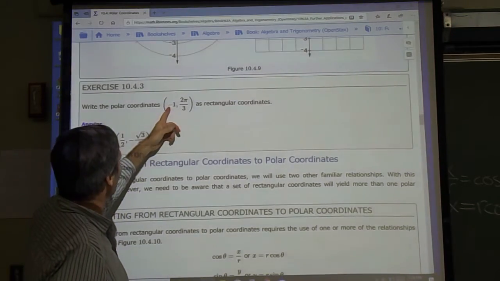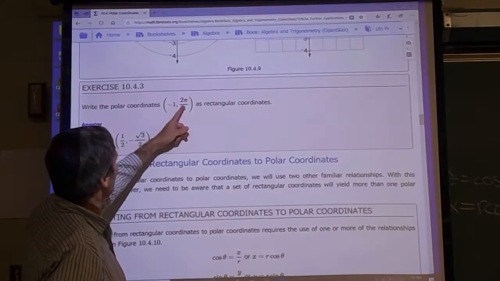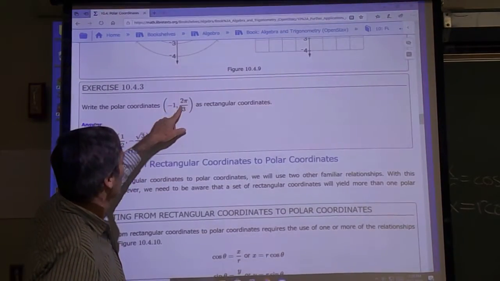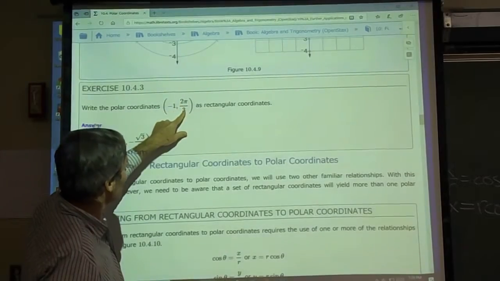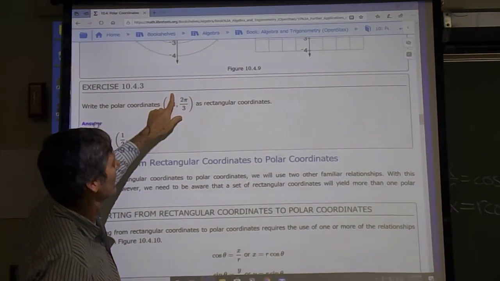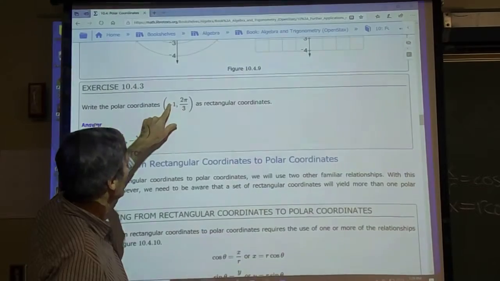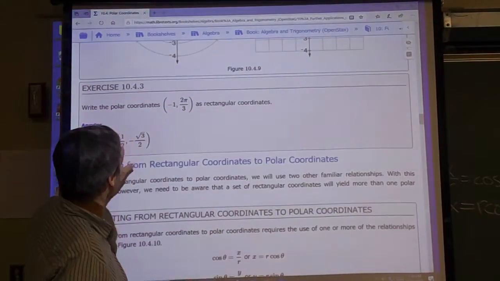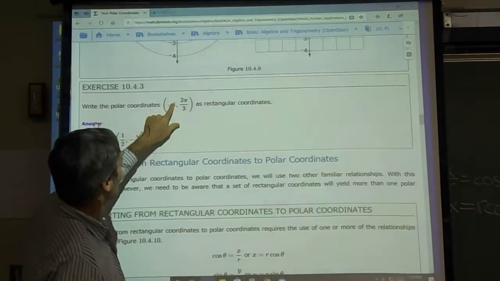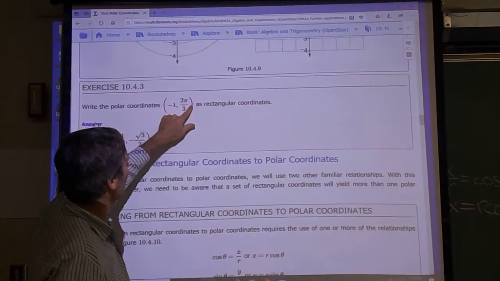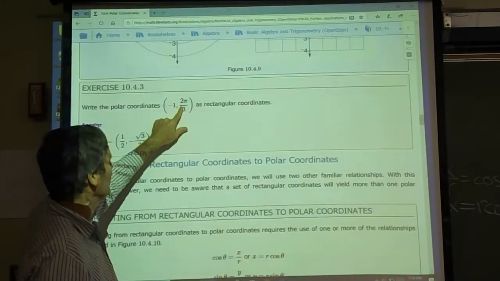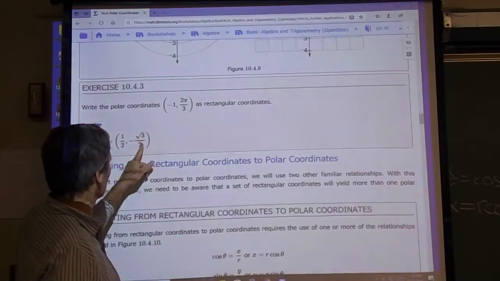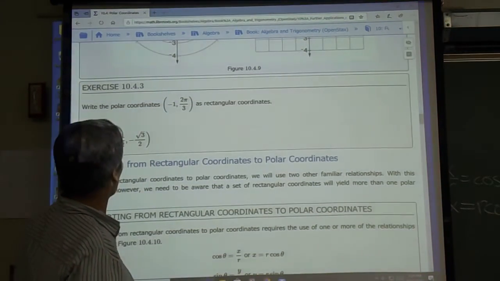But I take, for x, r cosine theta. Now I have a negative r, but it turns out the formula still holds. Minus 1 times cosine 2 pi over 3. You can picture it on a unit circle and say, oh, this is minus a half. Minus 1 times minus a half gives plus a half. And if I take r times sine of this angle, so minus 1 times sine of 2 pi over 3, we recall the square root of 3 over 2. Just do it on the unit circle. So minus 1 times square root of 3 over 2 is minus square root of 3 over 2. It's the same formula when r is negative.